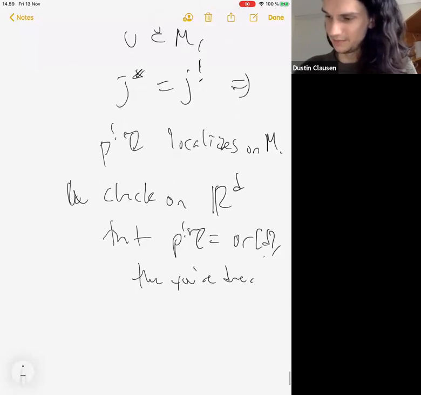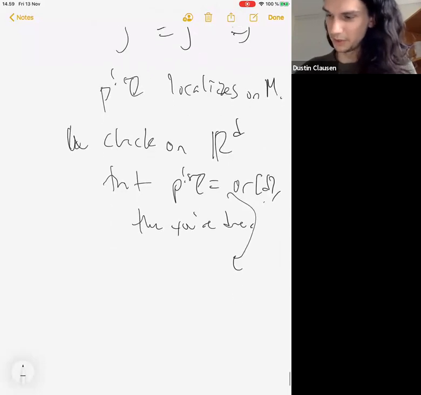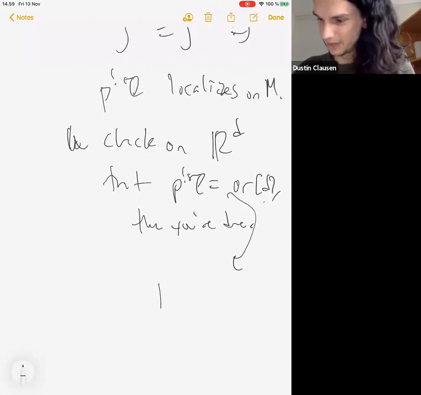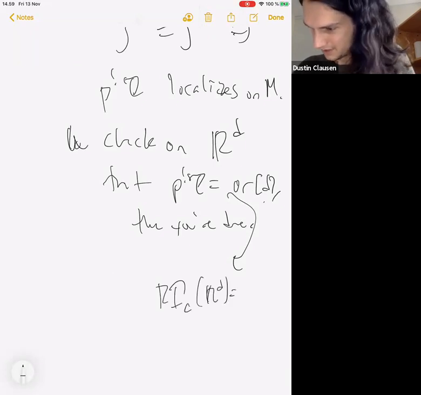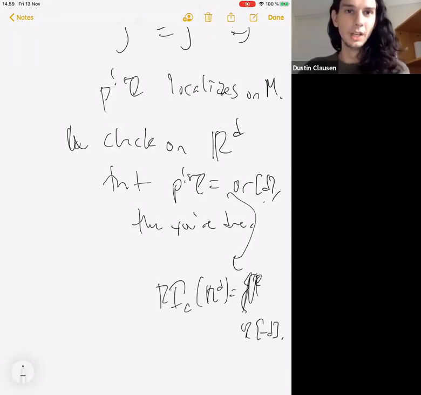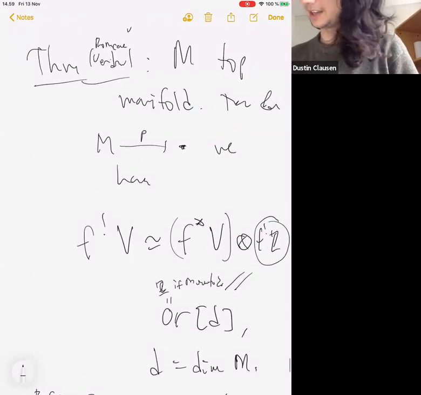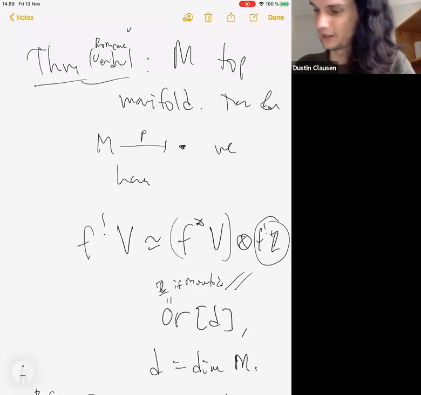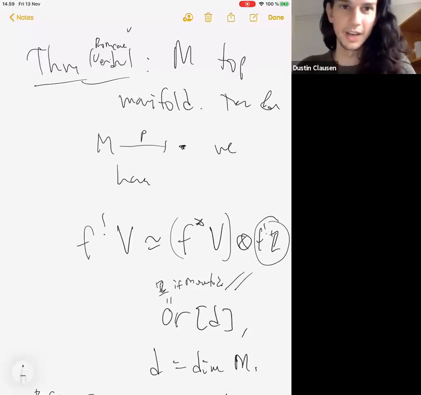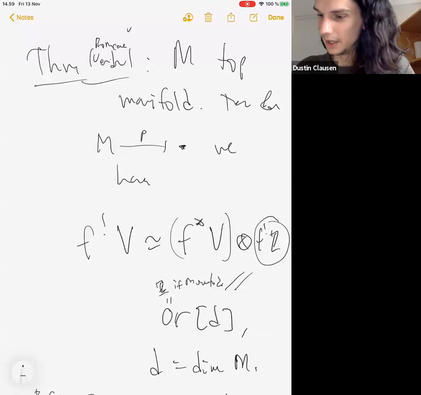And I gave you the formula for p upper shriek, and this just follows from the fact that compactly supported cohomology of R^d is just Z shifted by minus d, which you can prove by compactifying to a circle, for example. Okay. So that is a Verdier formulation of Poincare duality, but how does it imply the classical Poincare duality?